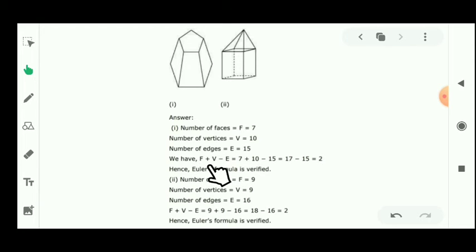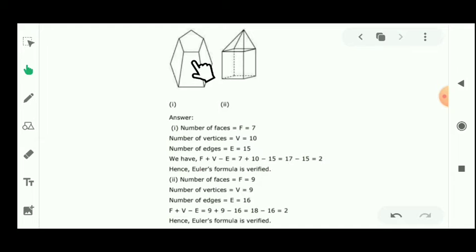Here f is the faces, v is the vertex and e is the edges. Let's see the first part. Students, when we count the faces of this figure, let's count it. 1, 2, 3, 4 and 2 faces more, 5 and 6 and 1 is in the bottom. That means how many faces are there? 7 faces are there.